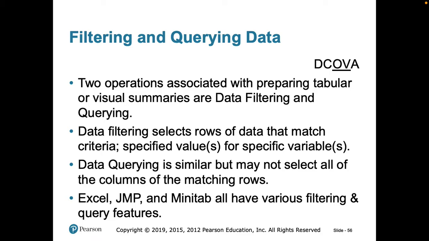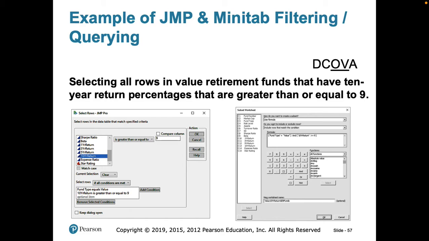Filtering and querying data. Two operations associated with preparing tabular or visual summaries are data filtering and querying. Data filtering selects rows of data that match criteria, with specific values for specific variables. Data querying is similar but may not select all of the columns of the matching rows. Excel, JMP, and Minitab all have various filtering and query features. So let's take a quick look at those.